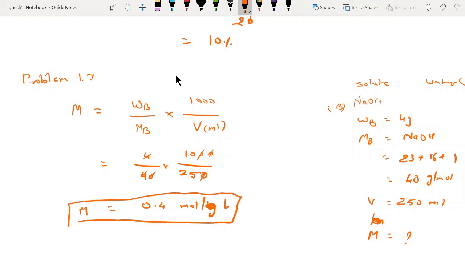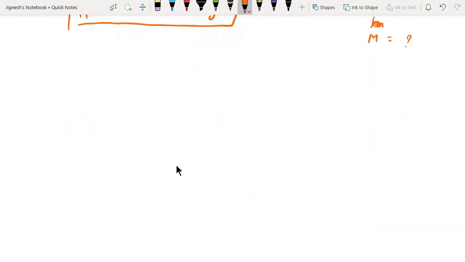So this is the answer which we have to take care of. Now let's go for question number 1.8, the last and very important one. Problem 1.8. Dear students, excellent work is given to us. Now this question is very interesting. It says the density of a 3 molar solution of NaCl.